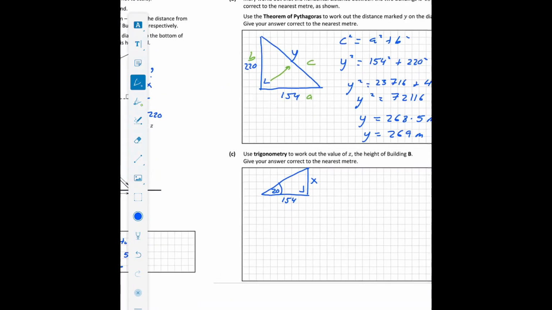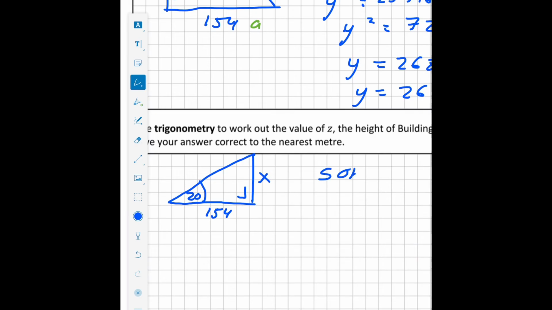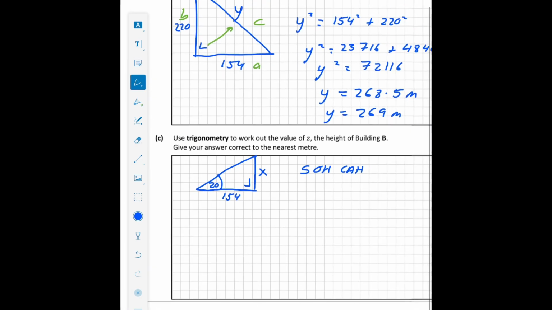It's a right angle triangle. Don't have enough information to use Pythagoras, so we're going to go with SOHCAHTOA. Okay, so this is my opposite. So hypotenuse first, then my opposite, and my adjacent. Now, don't know the hypotenuse, don't want to find it, so that's going to rule out these two. So we're going to be left with tan. So we're going to have tan is equal to opposite over adjacent. So tan 20 is equal to x over 154.